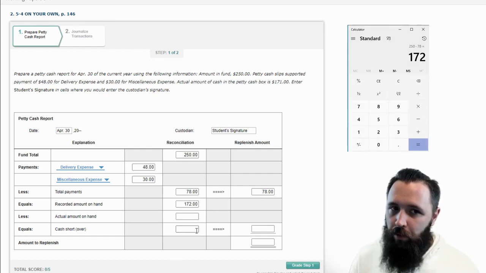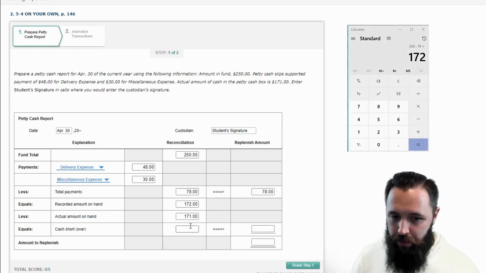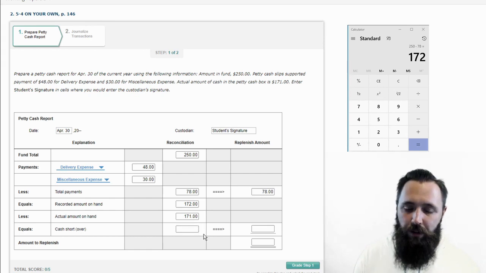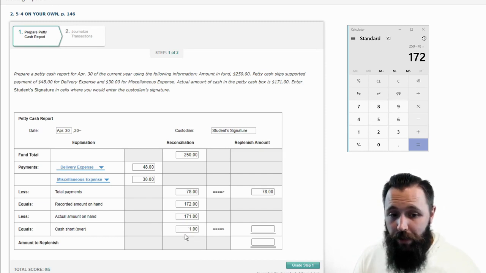But what's our actual amount on hand? Well, our actual amount of cash in the petty cash box is $171. So what does that mean? It means that we are short by $1. We lost that dollar somewhere. So we actually have a cash short of $1 here, and we'll bring that over to the right-hand side.